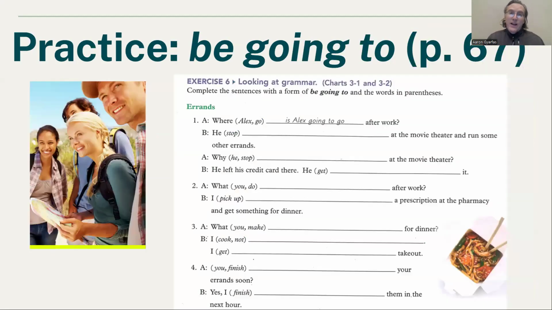So let's practice with be going to. So again, if you have the book here, turn to that page, exercise 6. Try these out. You're going to use the phrase be going to. So we have to use a correct form of the verb be: am, is, are, going to. The answers will appear on the screen in 3.